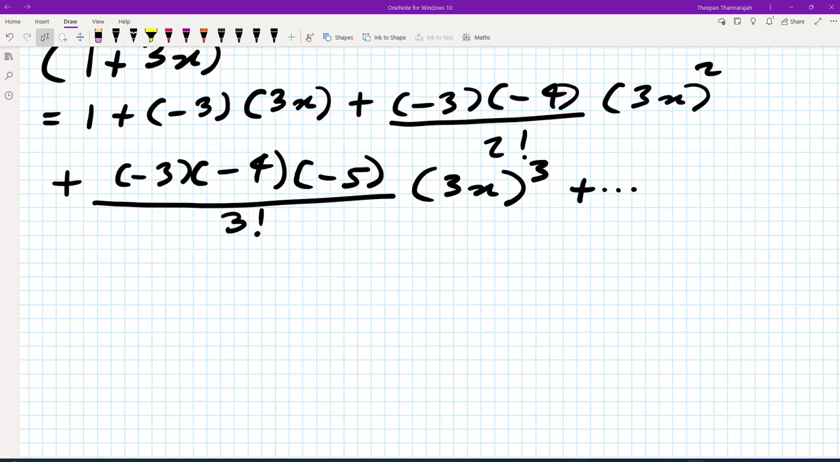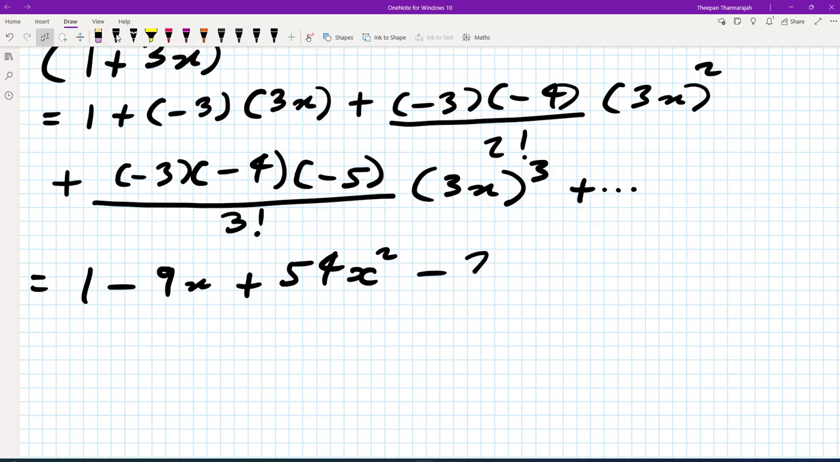So using our calculator, we will get the following results. We will end up with 1 minus 9x, plus 54x squared, minus 270x cubed, plus other terms.